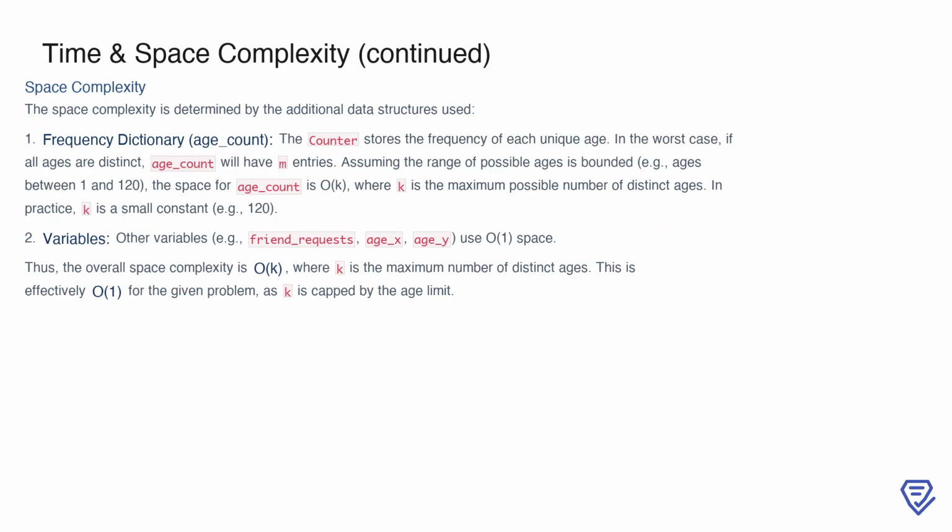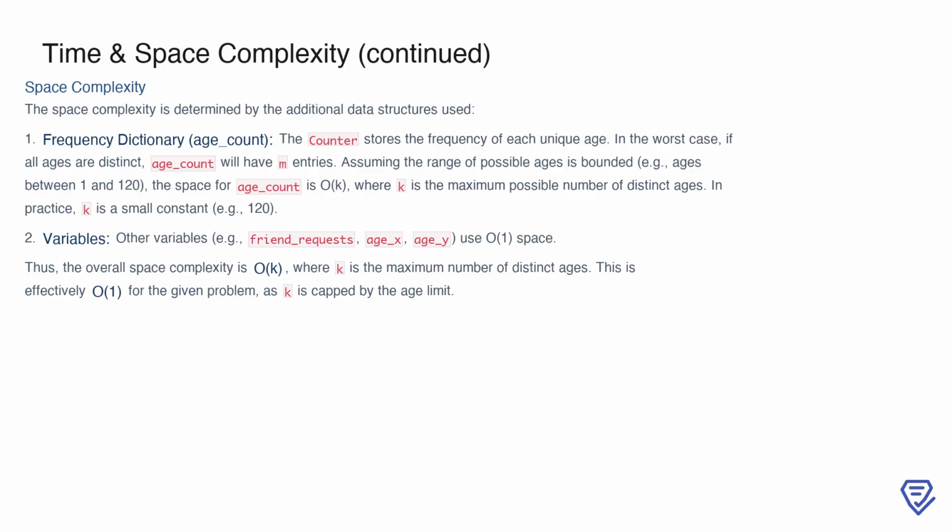Now let's consider the space complexity. The primary contributor to the space usage is the frequency dictionary, age_count. This dictionary stores one entry for each unique age. In the worst case, where all ages are distinct, the dictionary will have m entries. However, since the range of possible ages is bounded, for example, between 1 and 120, the maximum size of this dictionary is a constant, denoted as k. This means the space required for age_count is O(k).